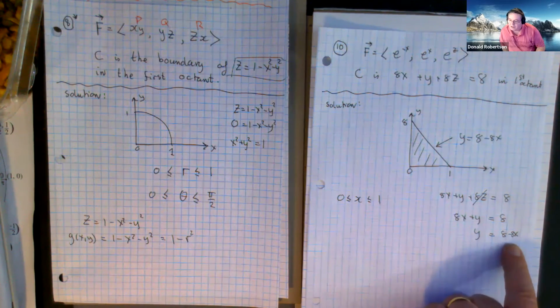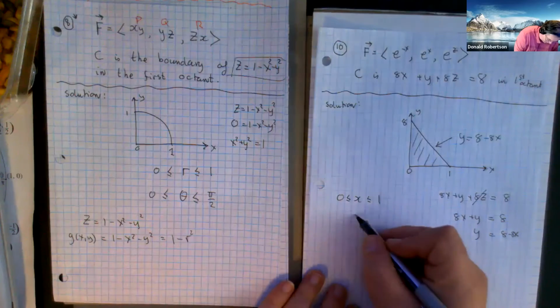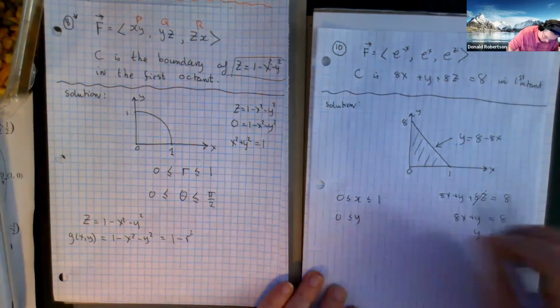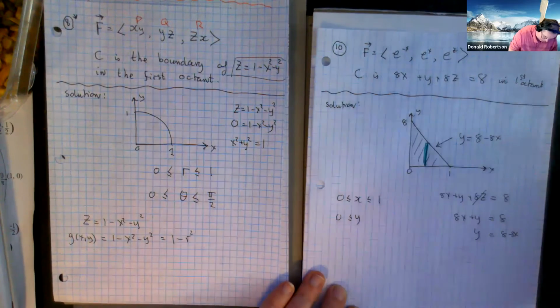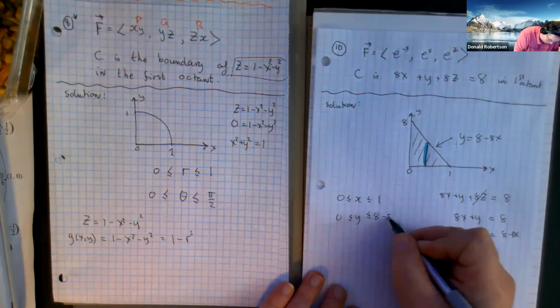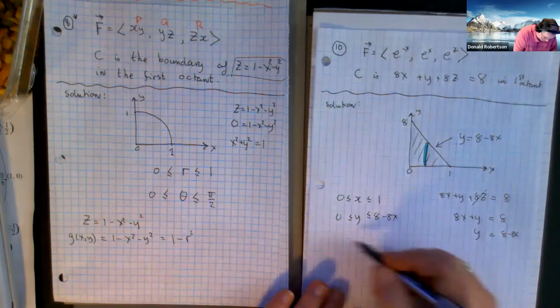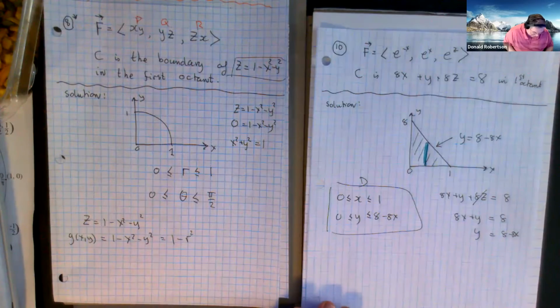Right, 8 take away 8x, when is it 0? Is it 0 when x is 1? Right, that's where that came from. And then the y's are from 0 to that guy. Okay, we got that bit done. So box around it to remind me who that is.